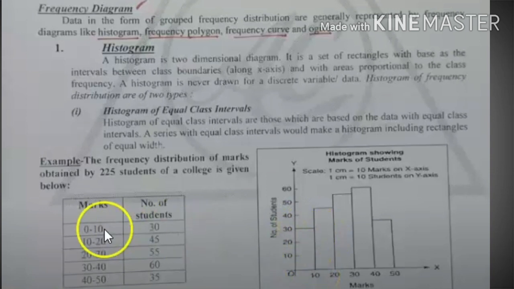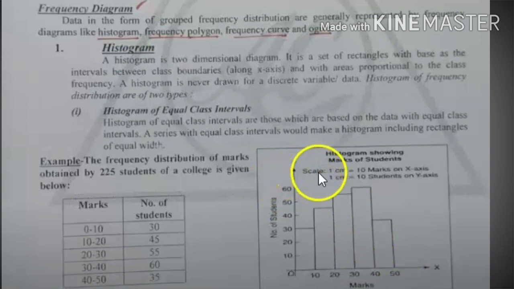First you can see it's 0 to 10. The class interval has no difference, so you just join 0 to 10, then mark 30 here and draw a bar. Then simultaneously you join these two lines and draw the next, 45, that is the 10 to 20 bar, next to the previous one. Like that you join and join, and you will get the histogram.